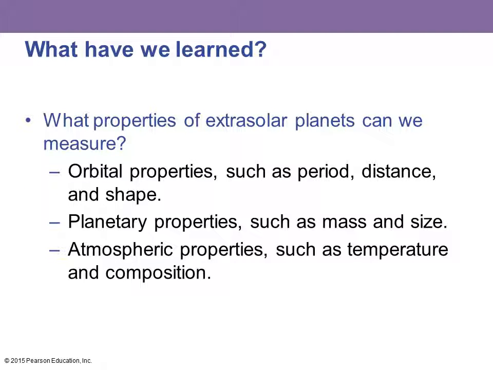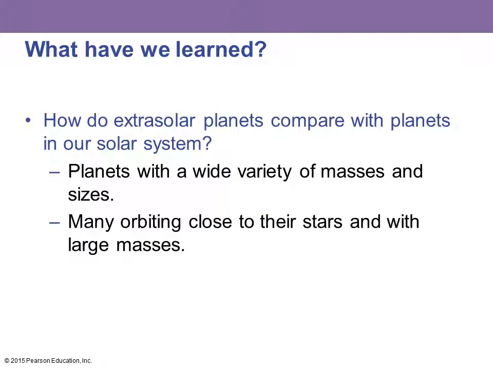So what properties of extrasolar planets can we measure? Well, we can measure their orbital properties, such as period, distance, and even shape. The planetary properties, such as the mass and the size of the planet. And possibly atmospheric properties, such as temperature and composition, if there is an atmosphere. Planets have a wide variety of masses and sizes, as we see on page 274. And many of those planets are orbiting close to their stars with larger masses than we have in our solar system.